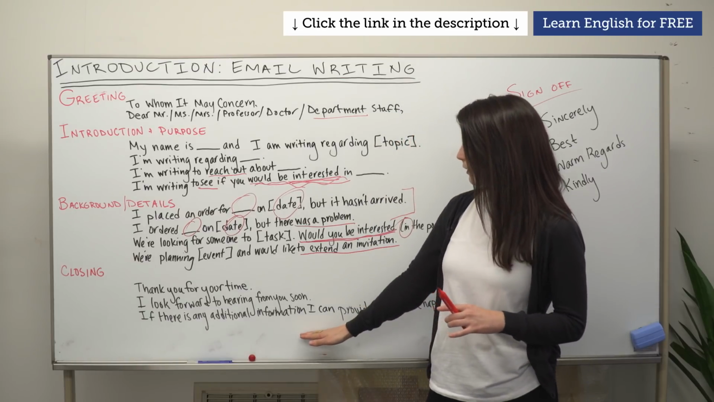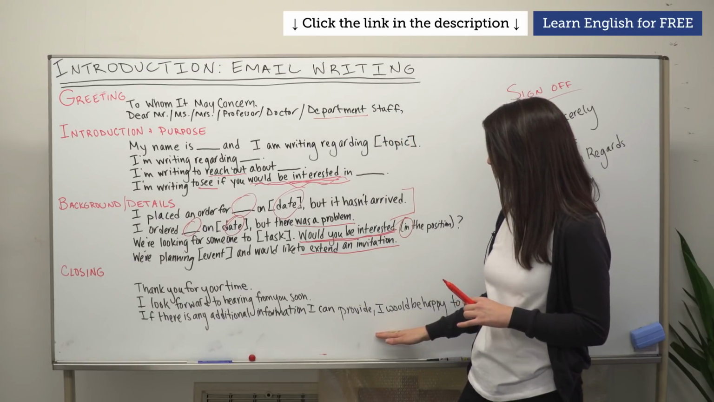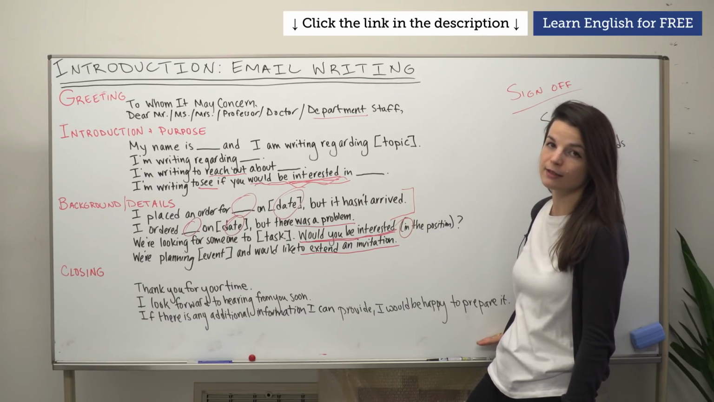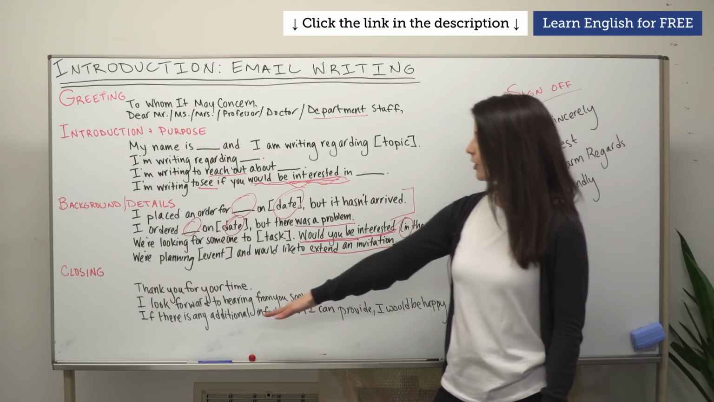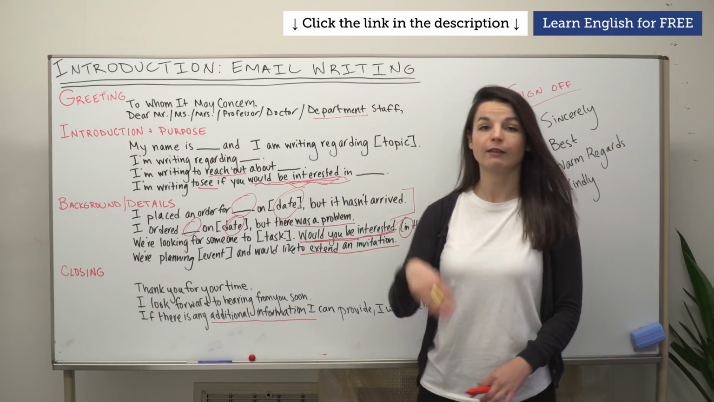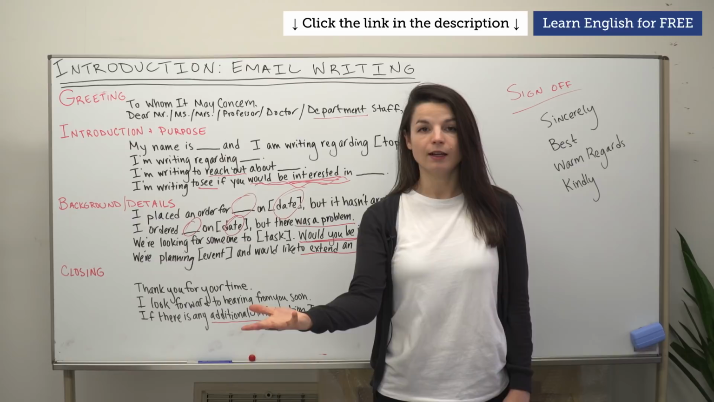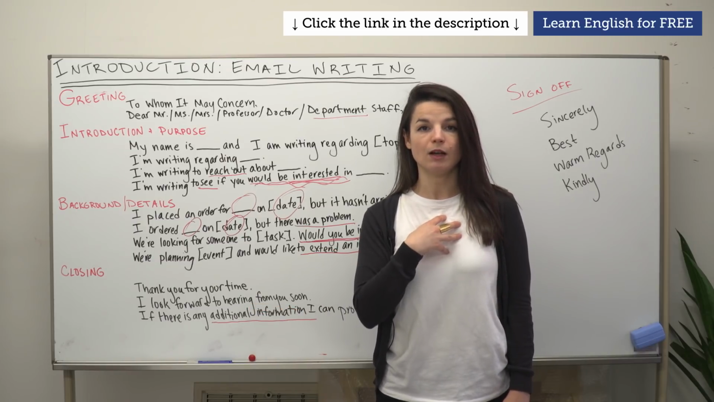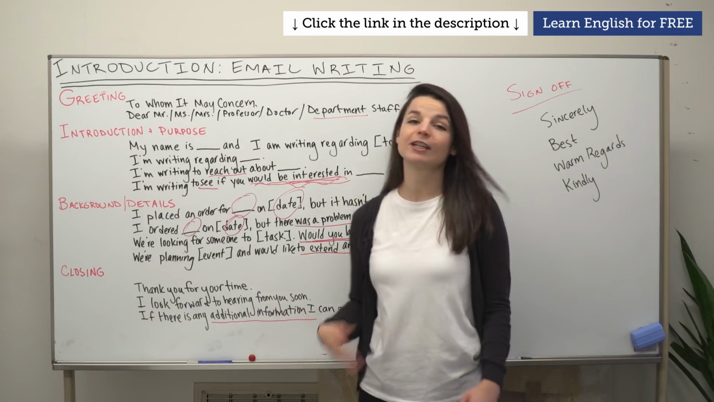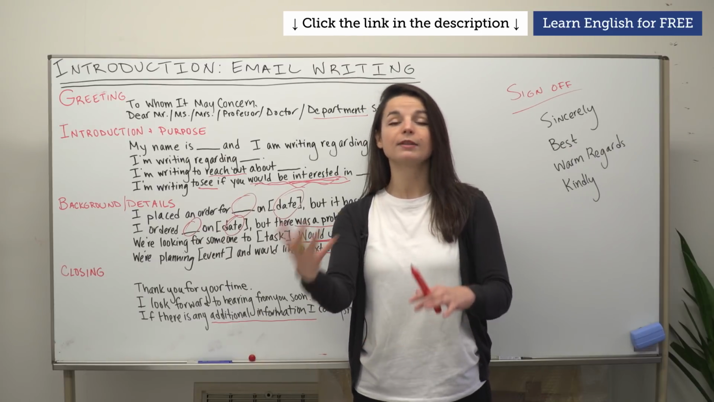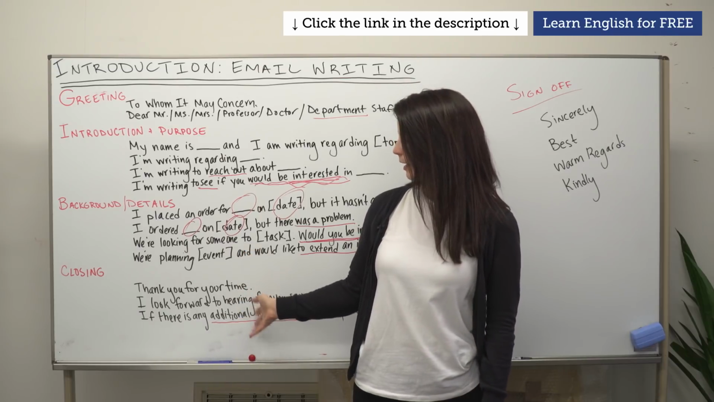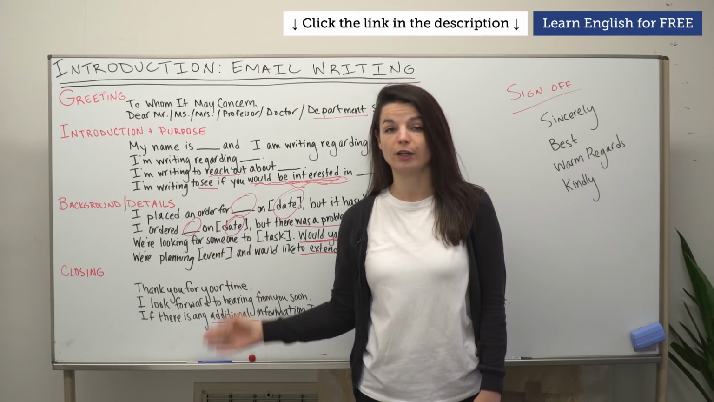One more, if there is any additional information I can provide, I would be happy to prepare it. So this means if there's something else, if there's any additional information that the other person needs, you, the writer of the email, are happy to prepare that information. So in other words, this is an invitation. If you need something, please let me know. I will prepare that. So these are a few nice sentences you can close your email with.